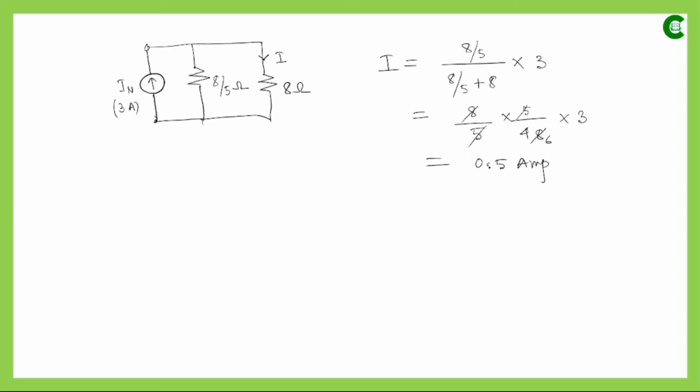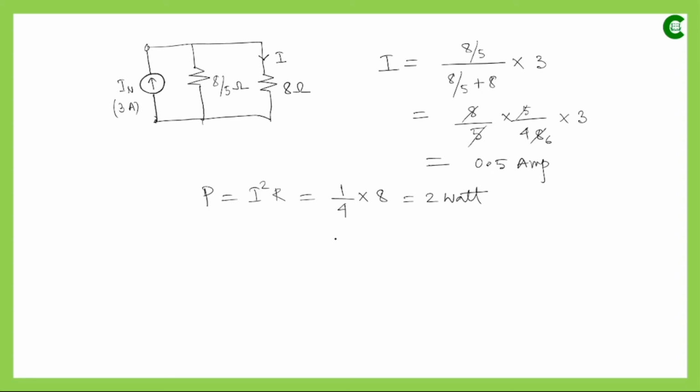So this is the current value, and power loss across that resistor will be simply I square R. So it will be 0.5, that means half. So if we take the square value, it will be 1 by 4, and then the resistance value 8, so it will be simply 2 watt.